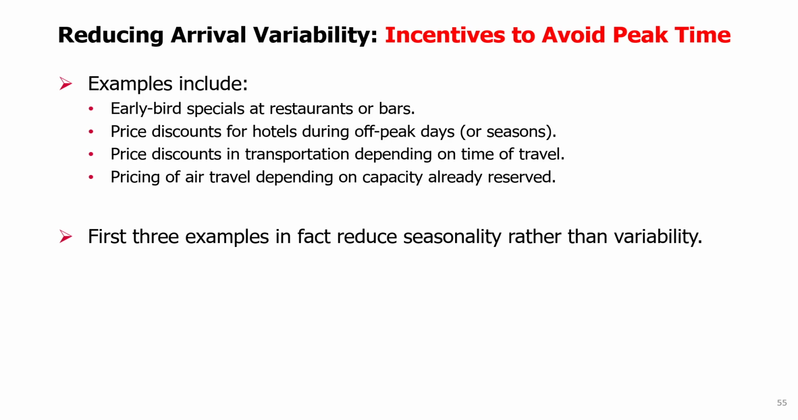However, it still helps reduce average waiting time, because if we shift some customers away from, let's say, the morning rush hour in public transport, and there are fewer customers traveling at the morning rush hour, then even though this is not arrival variability that we reduced, we flattened the seasonal variability more. The demand for rush hour will be reduced, and therefore the service during the rush hour will be of better quality.